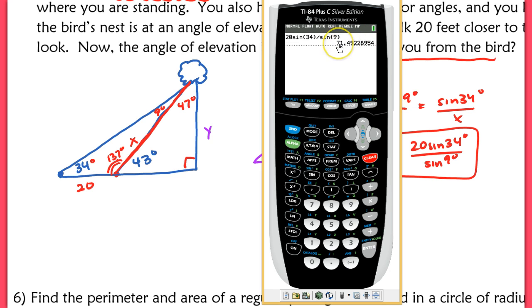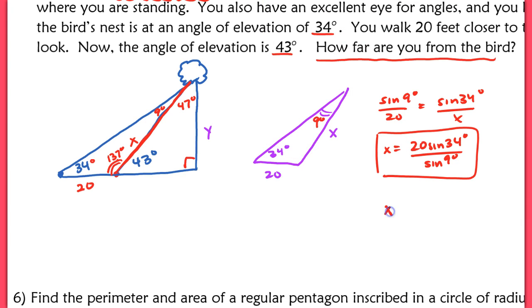So that's the distance between where you're at right now and where the bird is at. So 71.49 feet. So that's an approximate value. We want to make sure that you're carrying the correct value, which is the exact value, throughout your equation. So rather than having to type that in every single time, you can simply store that value.